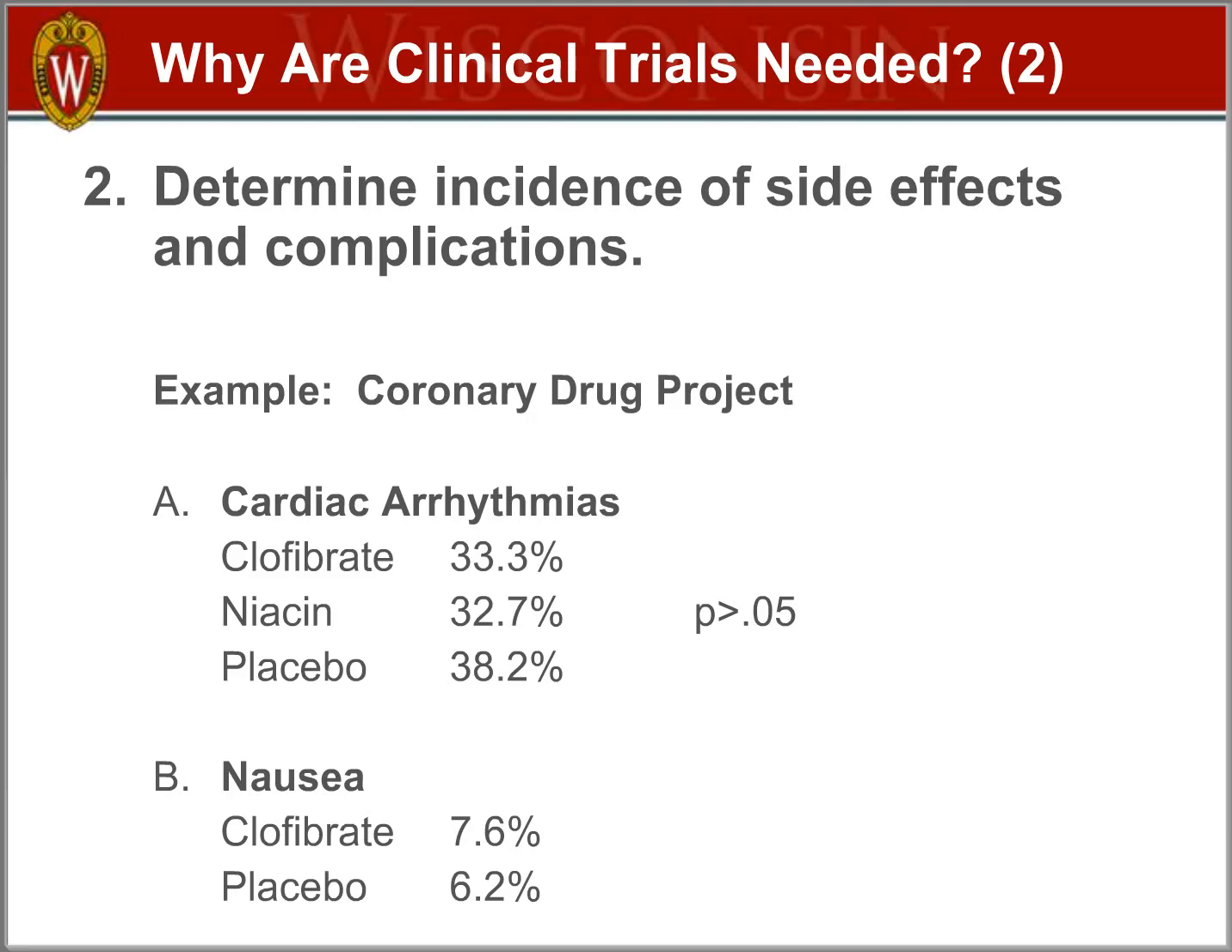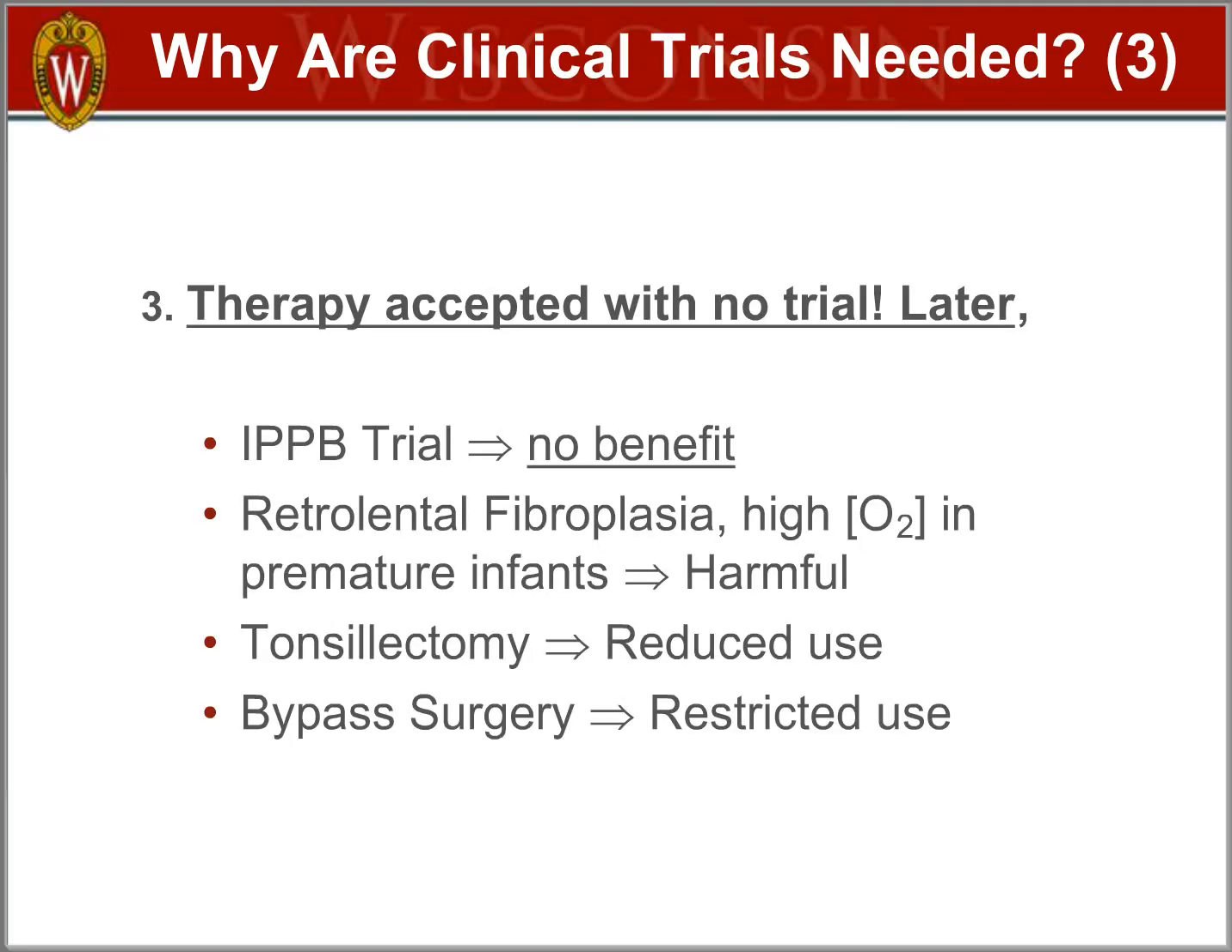Similar for nausea. The clofazimine arm reported an incidence of 7.6% nausea. But the placebo arm reported an incidence of 6.2. So we need controlled studies to determine whether the side effects we see are related to the therapy or just part of the disease process. There are many studies, therapies, which have been accepted with no trial. Later, we find out through a trial, perhaps, or through some other means, that the therapy, in fact, was not useful or potentially harmful. Some examples are listed here.